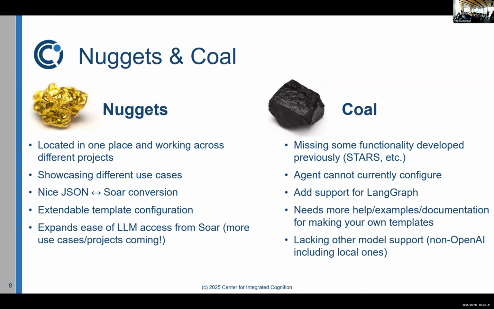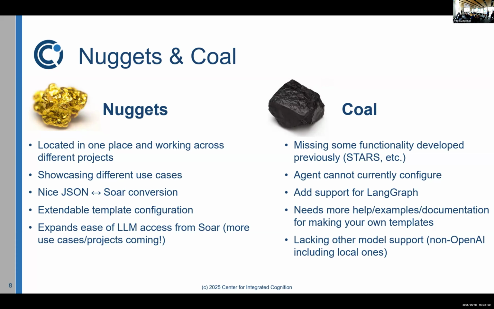But some goals: we're still missing some functionality that we previously developed, like stars. I would like the agent to be able to configure those templates, like specify what model it wants to use, and maybe even specify what examples it wants to use, so not have those all configured in a JSON file. And that shouldn't be too hard to do. It just isn't implemented yet.